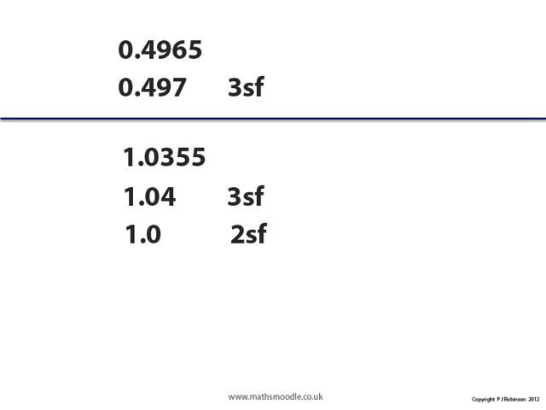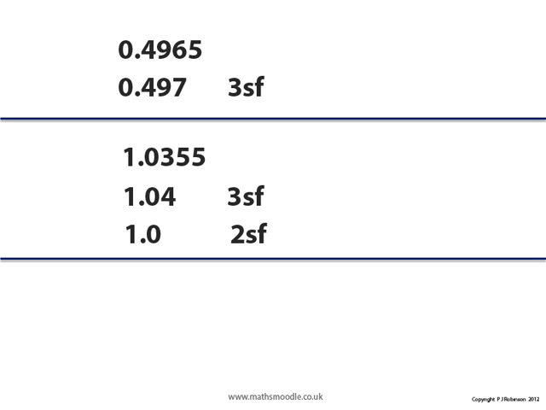Lastly, let us consider 12.904. What would this be to two significant figures? Well, looking at the first two significant figures, we see a 1 and a 2. These are followed by a 9. Which means we would round up to 13. This means that 12.904 is 13 to two significant figures.